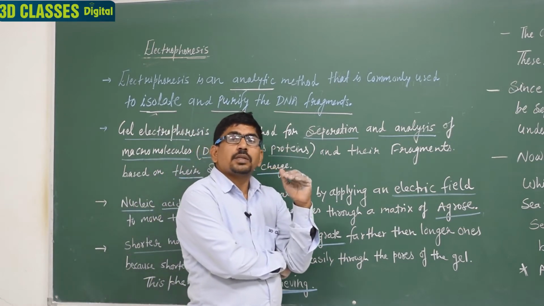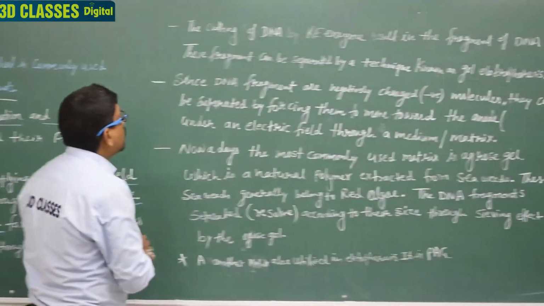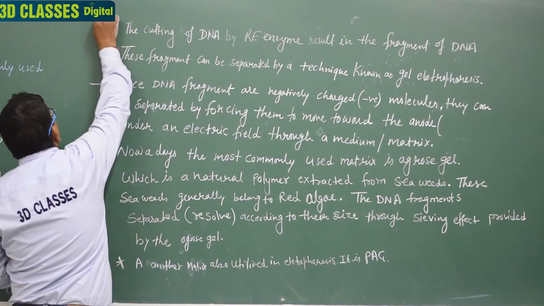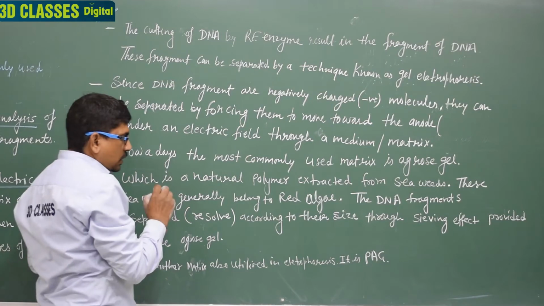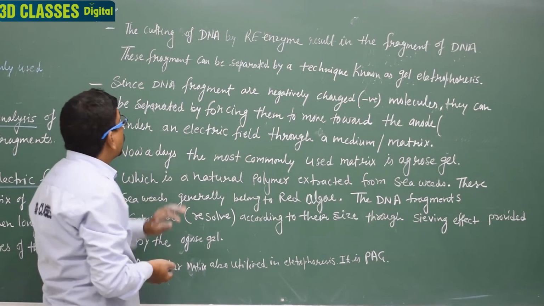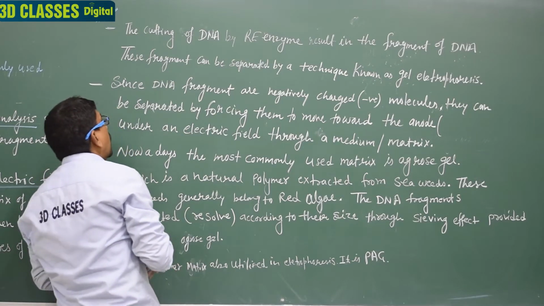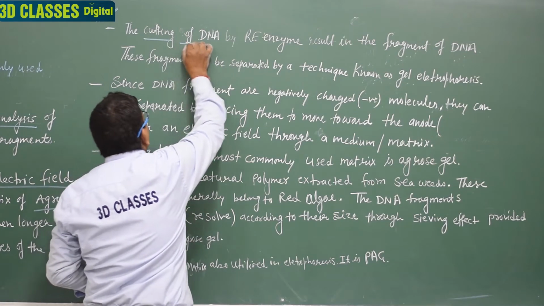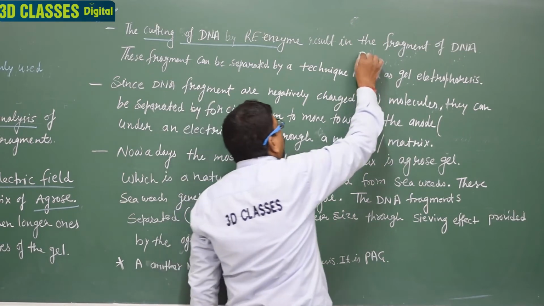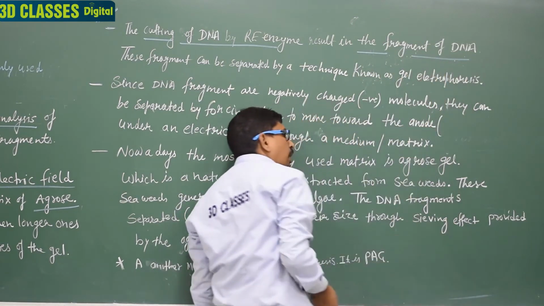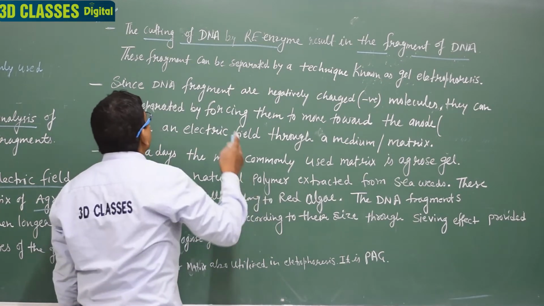Next, when we discuss the next point on the basis of the NCERT, here is the paragraph of the NCERT. According to the NCERT, the cutting of the DNA by RE enzyme results in fragments of DNA. The RE enzyme cuts the DNA, so it makes fragments, and these fragments are of different lengths.